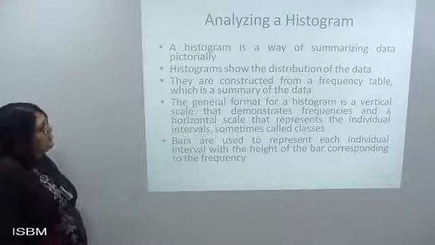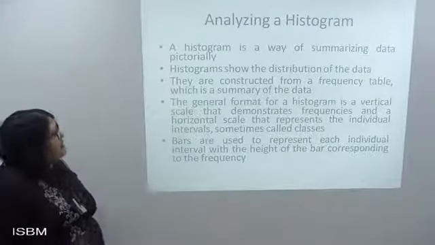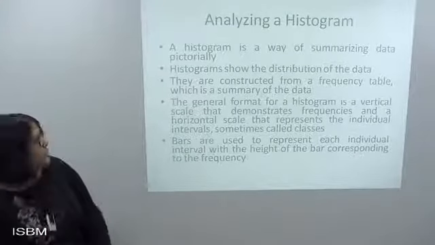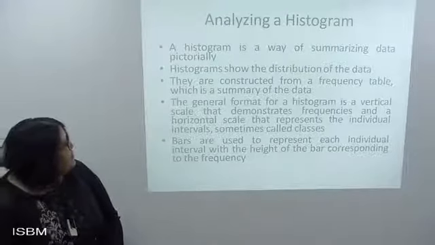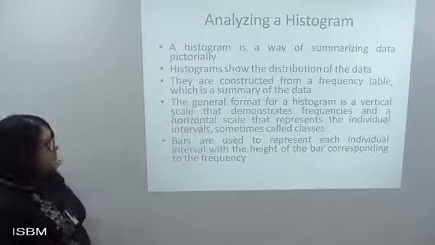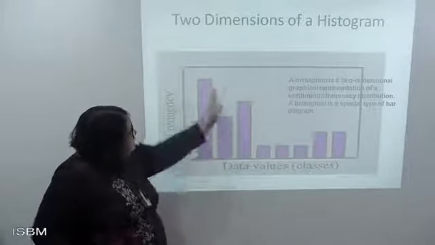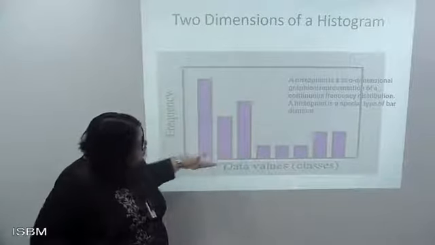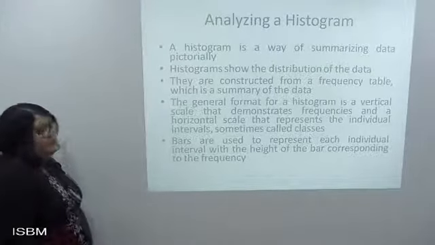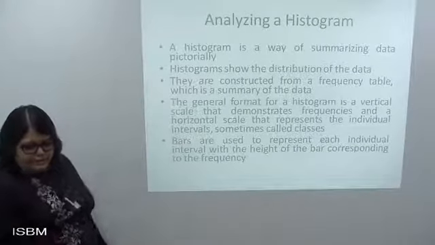Then the general format of a histogram is a vertical scale that demonstrates frequencies and a horizontal scale that represents the individual intervals. So in a particular histogram, the vertical scales will denote your frequencies. It's going up, it's vertical, and the horizontal scales will show you your class. Now bars are used to represent each individual interval with the height of the bar corresponding to the frequency.